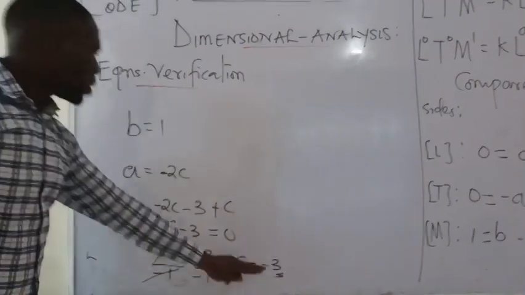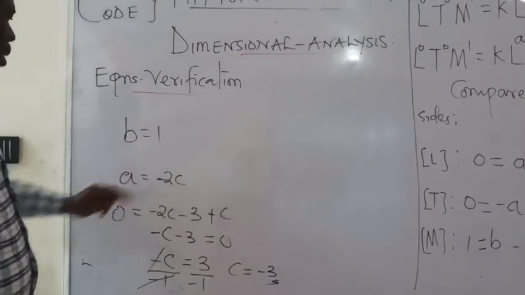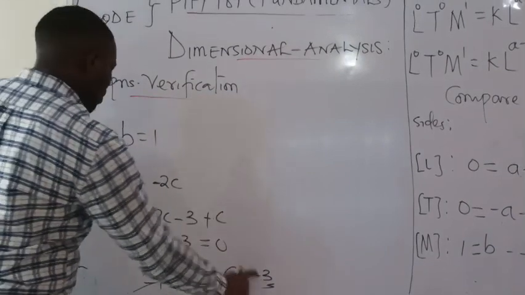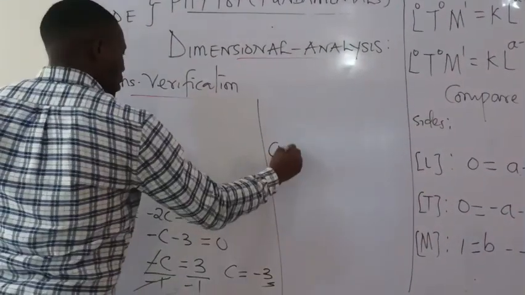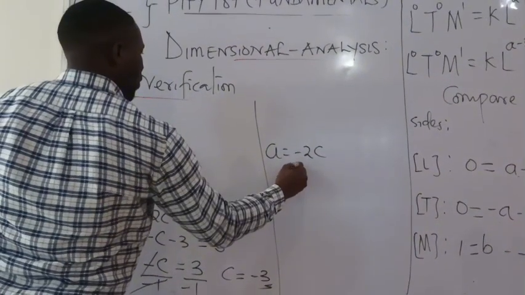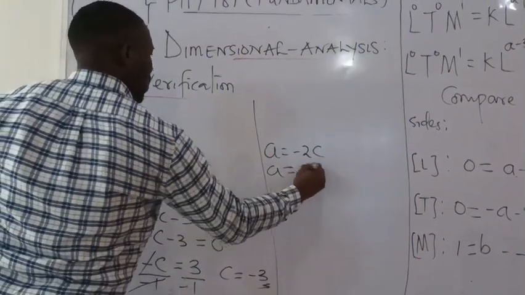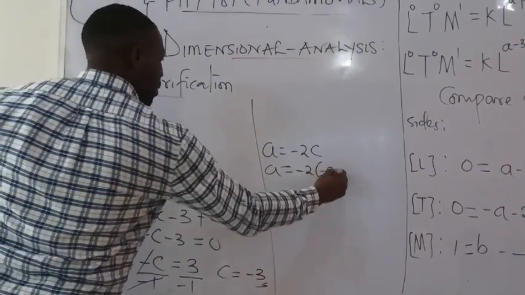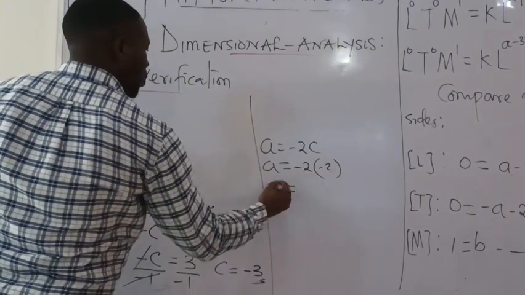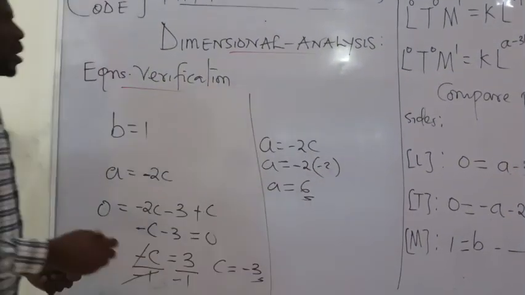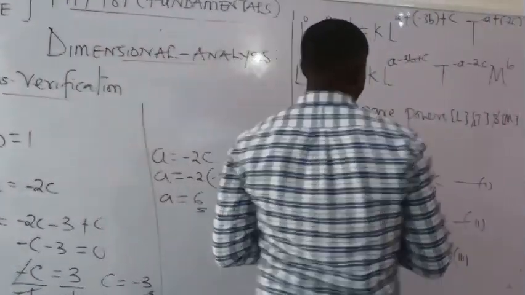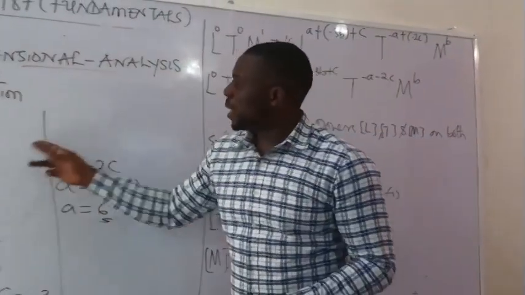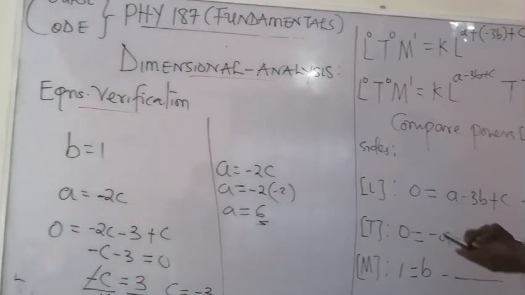Now, since I know c, I know b, I could find a. So all I'll do is plug in minus 3 for c, and I'm good to go for a. So a is equal to minus 2c, and of course, c becomes minus 3. Minus times minus gives me a plus, so a is simply plus 6. Now, having done this, I'll go back to that assumption I made earlier, and I will just replace the powers, and we are good to go.